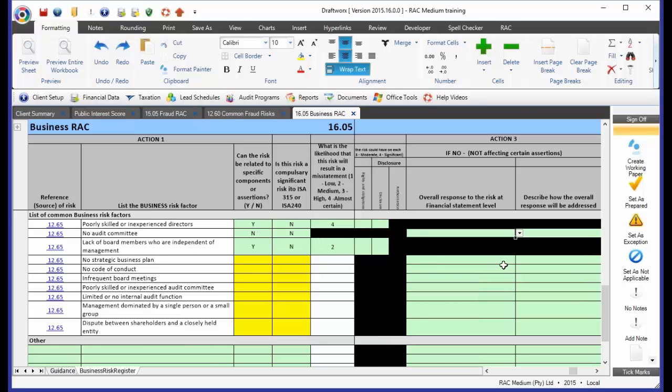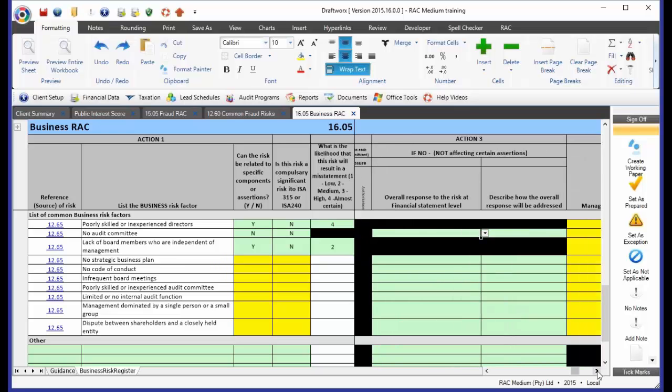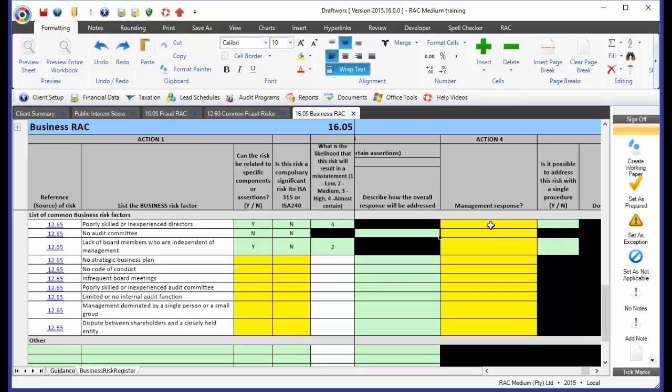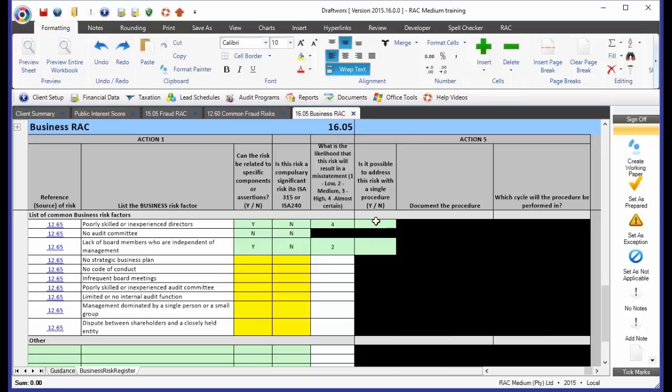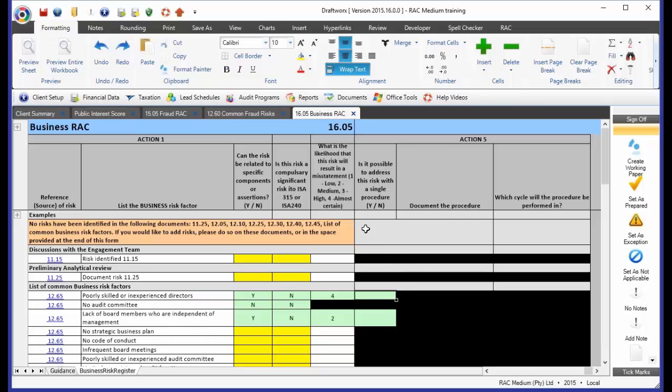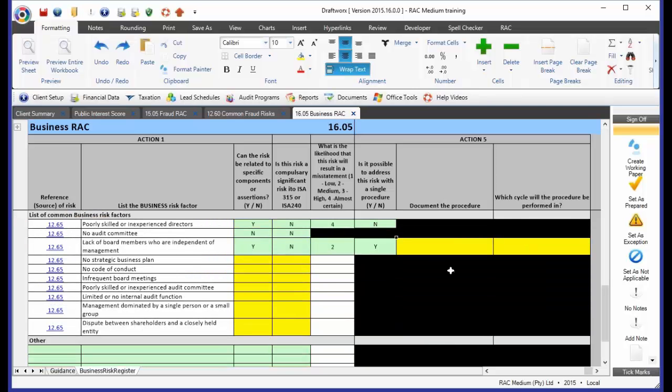All right, once again, action 3 is only for the item that's not related to specific components and assertions. There you have an overall response. And the same, you need to give management's response. Now, with the fraud risks, we said that you must document a procedure. With the business risks, we're giving you the option to document a procedure. And as soon as I say yes, I want to perform a specific procedure, this will actually not carry this risk through to your audit plan at all. You document your procedure, and once again, you document which cycle you want to perform that in, and it'll put it on the audit program for you.